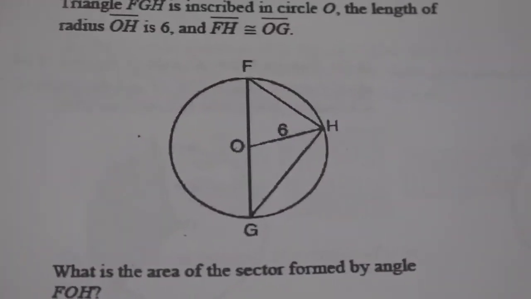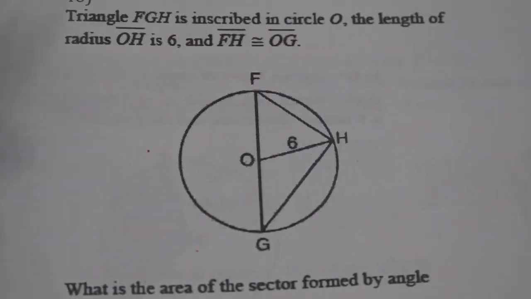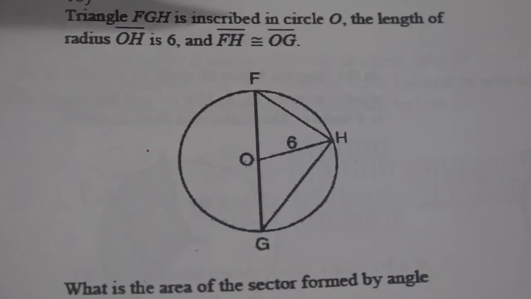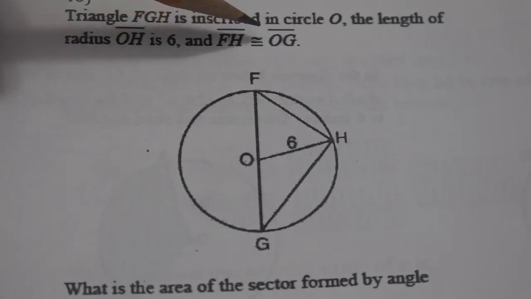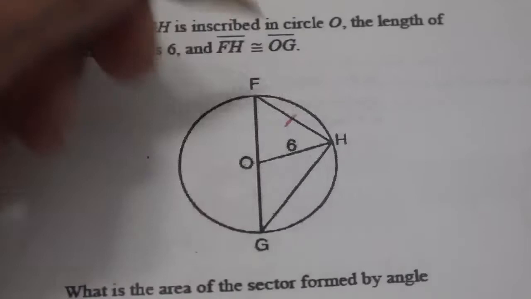Okay. So triangle FGH is inscribed in circle O. The length of the radius OH is 6 and FH is congruent to OG. Alright, so let's see now. FH is congruent to OG.